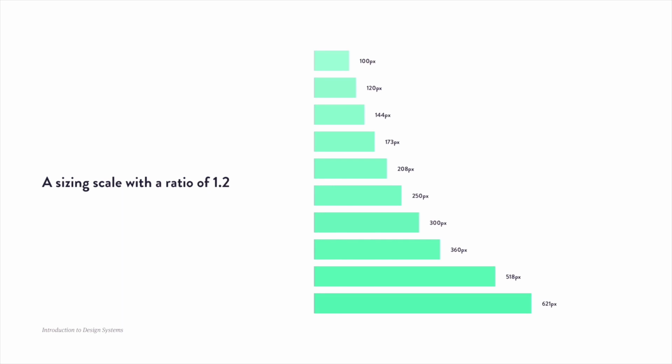You can also use a scale for your measurement units. This is also very popular because you can create a very nice rhythm. Each point in the scale is based on the previous one multiplied with a ratio. This is very similar to a typographic scale, if you're familiar with that.